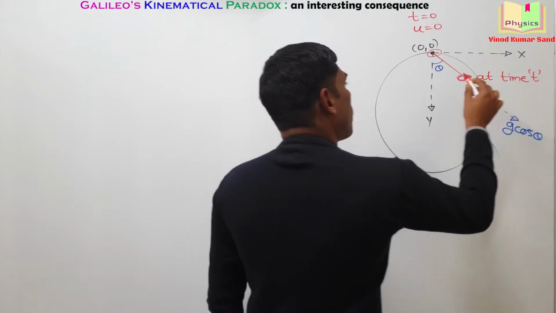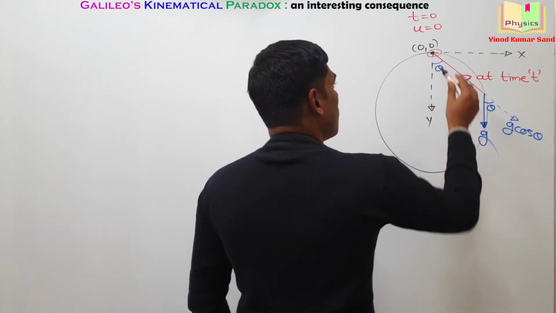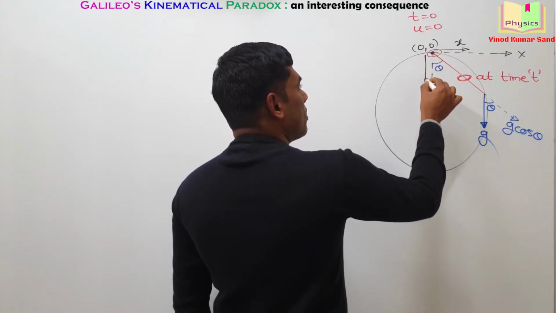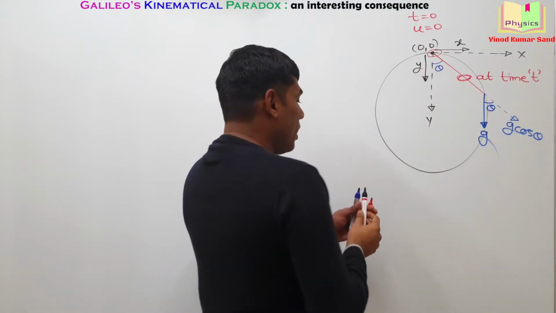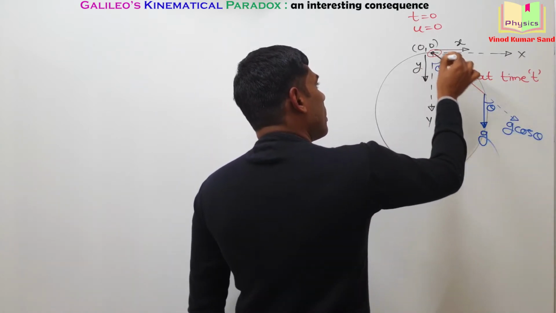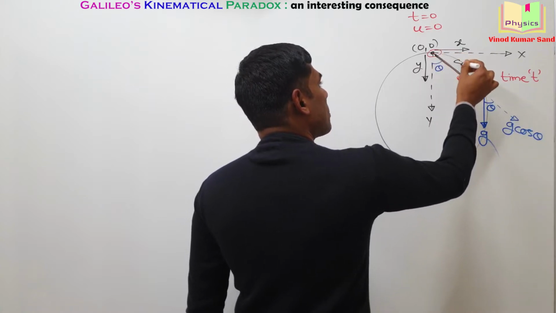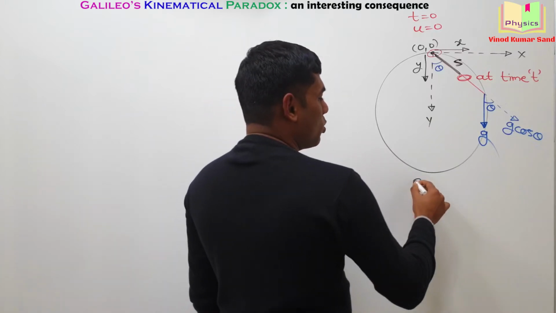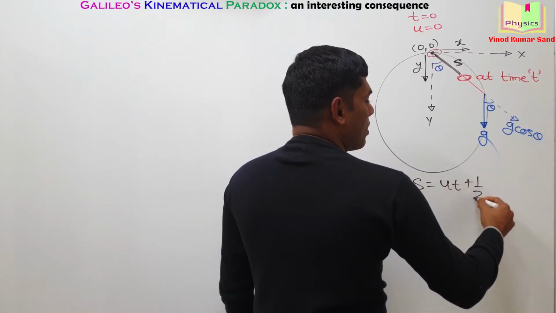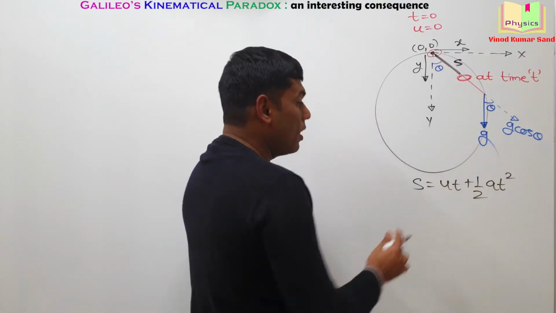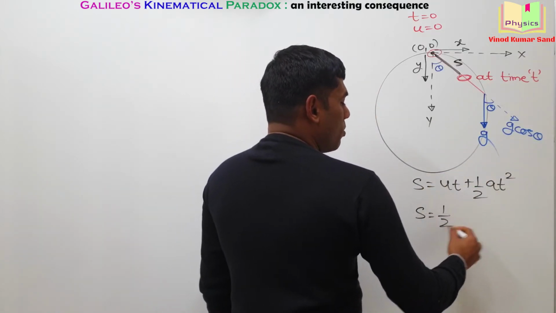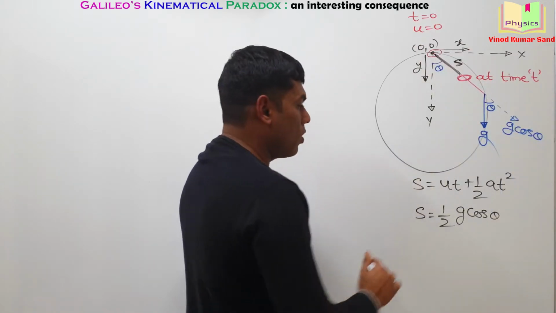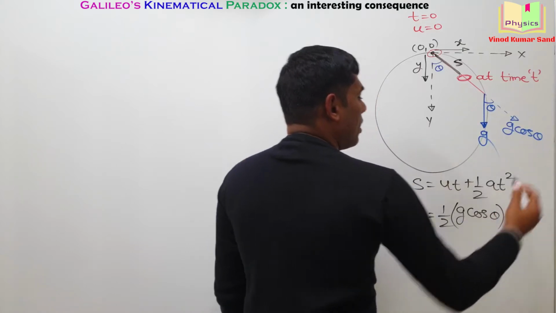And we are trying to write its x and y coordinates. So let's say this indicates the x coordinate, this indicates the y, and the bead has traveled here some distance which we write as s. How can we find that s? Using the second equation of motion: s is equal to ut plus half at square. Okay, u is 0, so s comes out to be half g cos theta, because acceleration along this direction is g cos theta, multiplied with the t square.